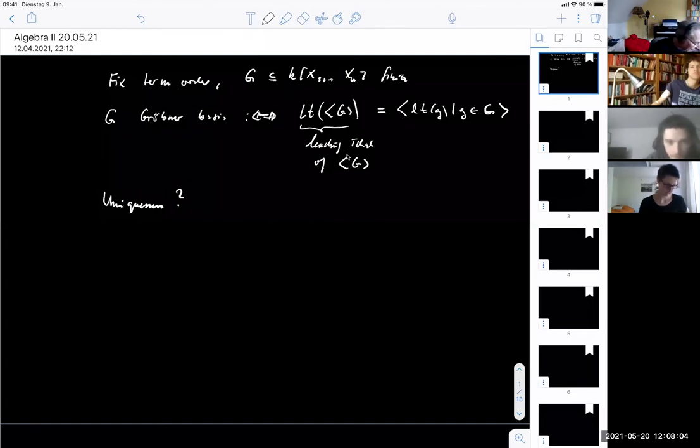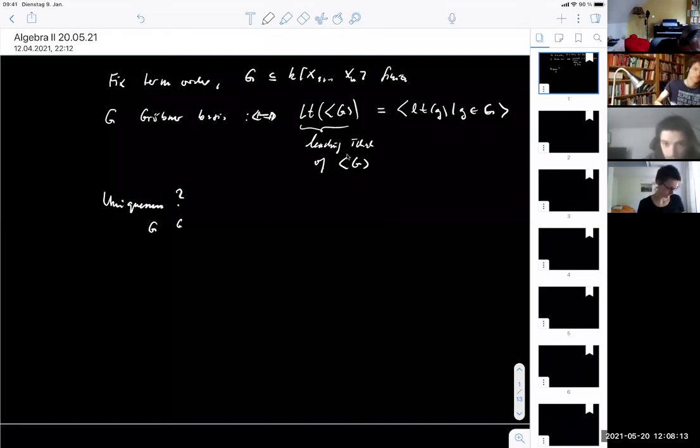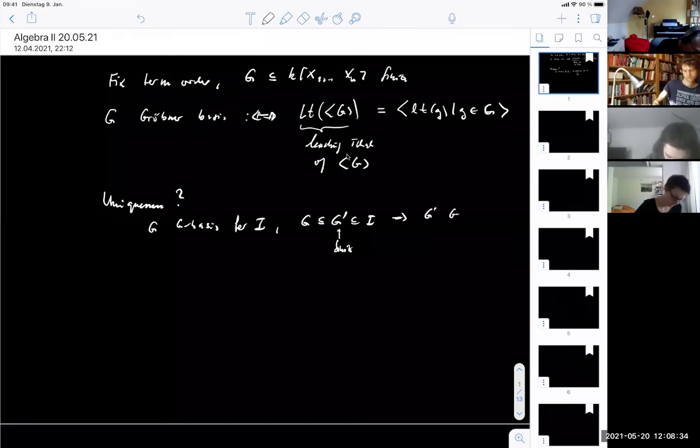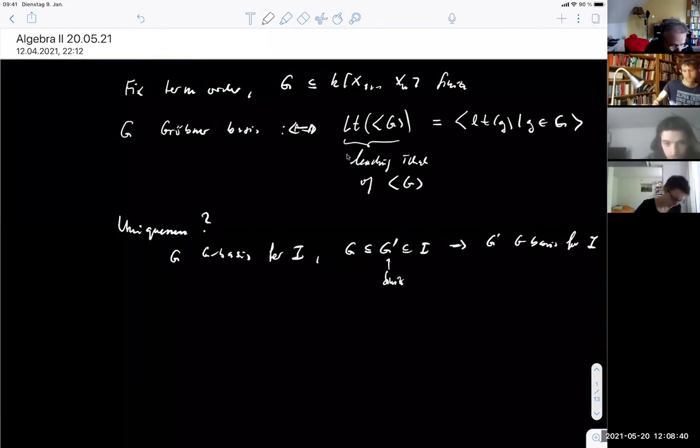The question is legitimate. So how about uniqueness? Let me start with a very easy observation. If G is a Gröbner basis for some ideal I, and then you take a superset, let's say G is contained in G prime, contained in the ideal I, and this is finite, then trivially this G prime is also a Gröbner basis for I. You add more elements, the more the better. It's certainly a Gröbner basis.